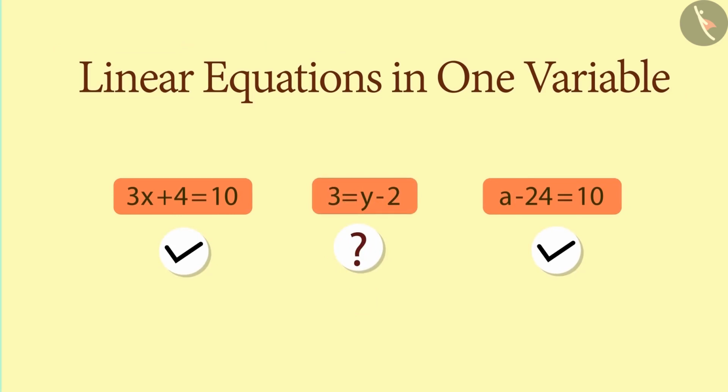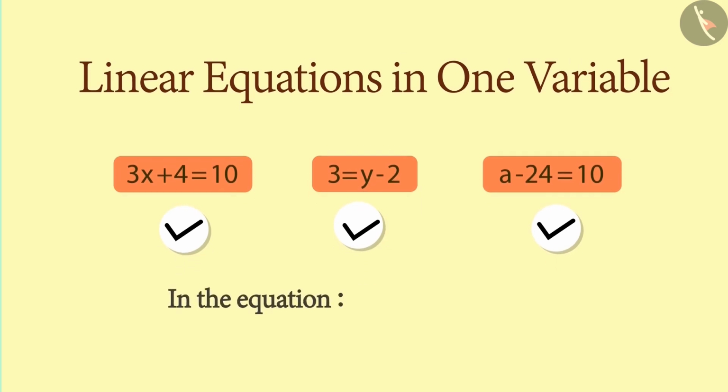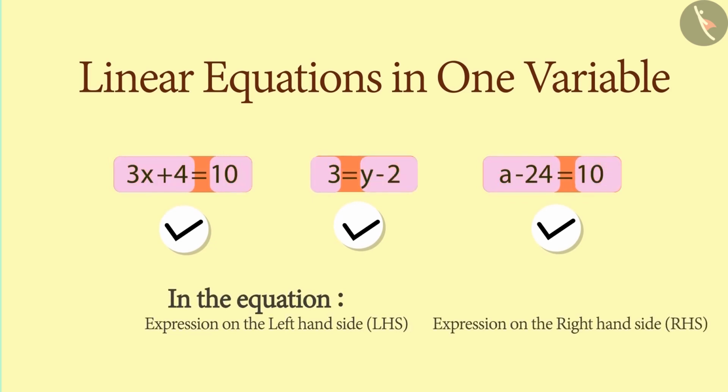There is some confusion in the second equation because the variable in this equation is to the right of the equality sign, but this is also a linear equation with one variable. Can you tell why? In any equation, the position of the variable does not matter. The equation only tells us that the value of the expression on the left will be equal to the value of the expression on the right. So, in a linear equation with one variable, the variable can be present on either side of the equation.